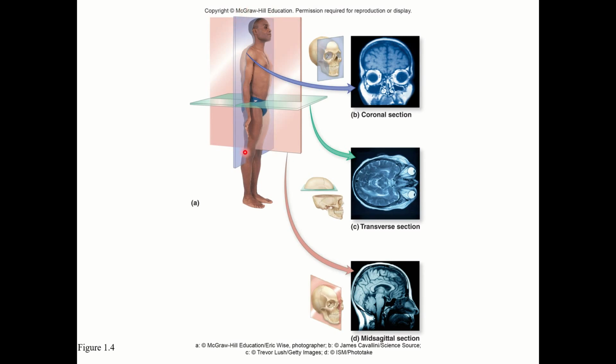The coronal plane, also known as the frontal plane, shown here in purple, divides the body into anterior and posterior halves. Here is a coronal or frontal section of the skull. This gives us a frontal view, which will also be called an anterior view in your text.